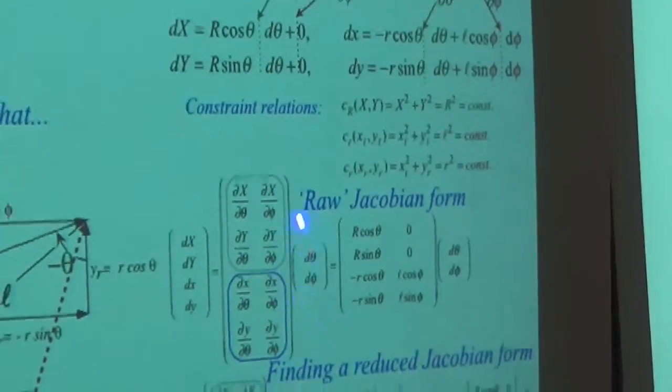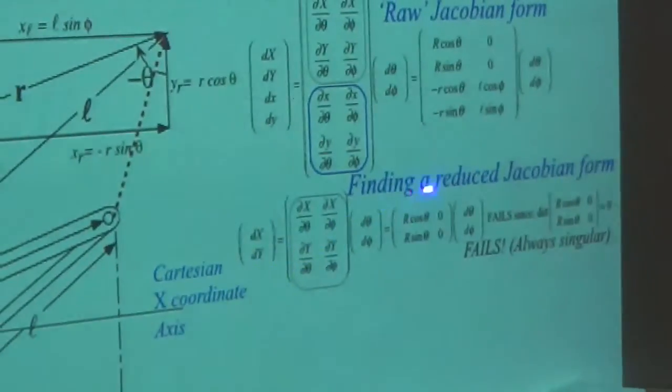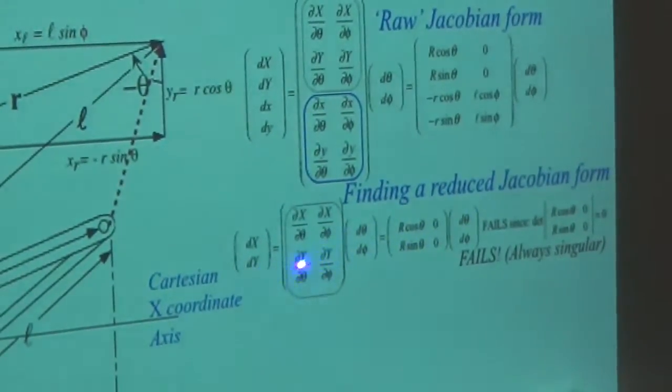2 rows, or 2 blocks. Now this one completely fails. If you do this one right here, because the x and y do not have any dependence on the angle phi, you get a 0 column right there. That's a failure. You cannot work with a Jacobian that's 0 everywhere. But you'd better get used to working with Jacobians that are 0 somewhere, and in fact Jacobians that are infinite somewhere.